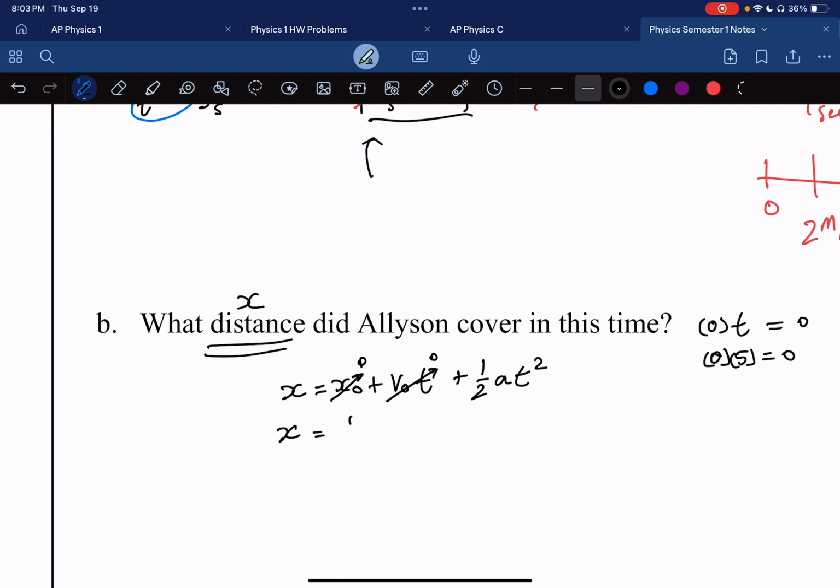So this is a really easy equation now. This is 1/2 times the acceleration times time squared. The acceleration was 2, and the time was 5.